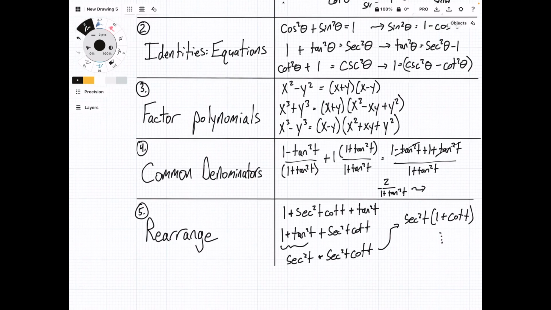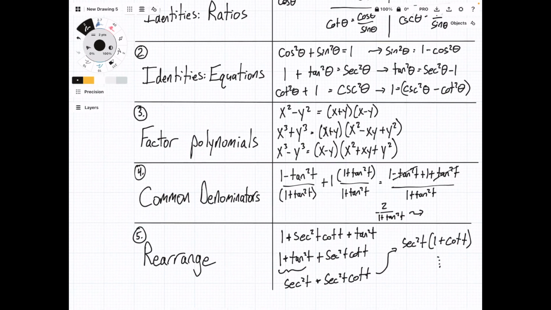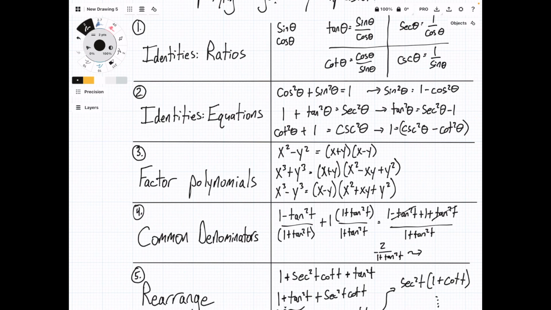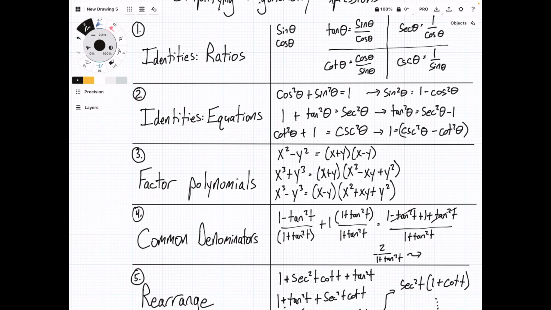So obviously, the more you practice, the less this one is going to be as useful, but sometimes just changing the way that the expression looks is going to help you get over whatever is blocking you.